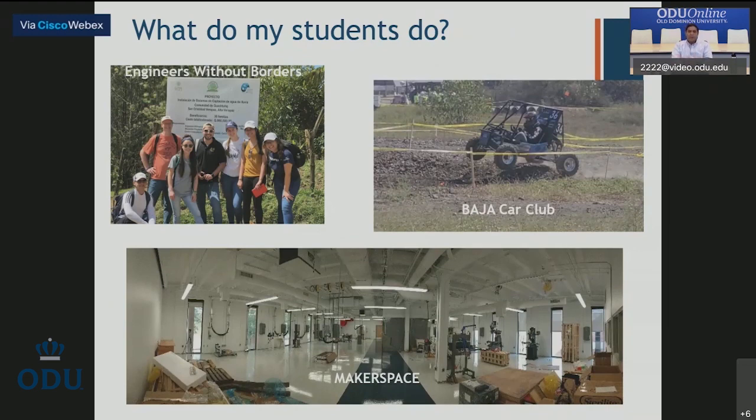The other one is the Baja car. In this case, the students do build that car that you see there. That's one of our cars. The latest one is not built yet because of COVID-19. We had to stop the progress of the project. But they built that car. Everything you see there was built by them. The only things that they don't build on their own, of course, are the tires, the wheels, and the engine.